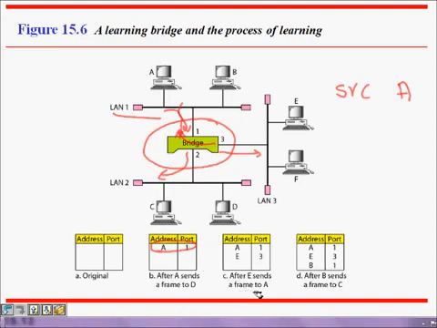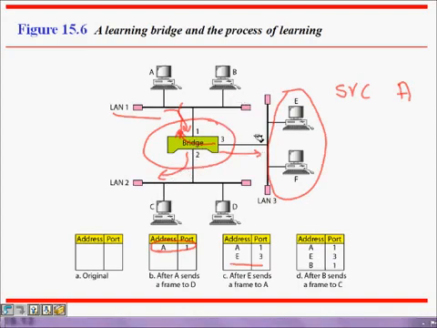Now let's say the second time E sends a frame to A. E is on LAN 3, which is at port 3 of the bridge. So again, based on the source address, because it's coming at port 3, it knows that E is on port 3 and it puts it in its table. And it also knows that A is at port 1 of the bridge, so it forwards the frame to port 1. Similarly, if B sends a frame to C, it knows that B is at port 1.